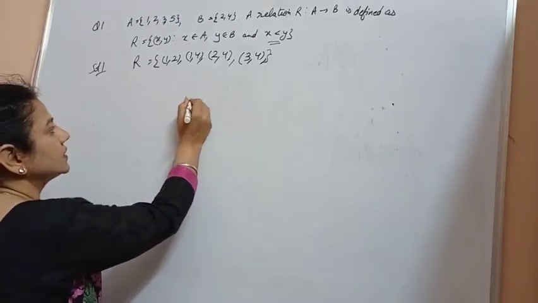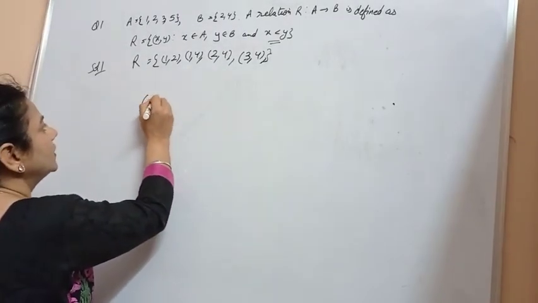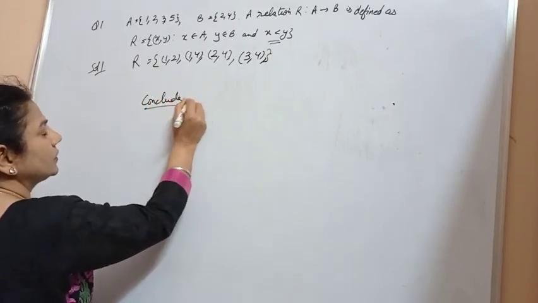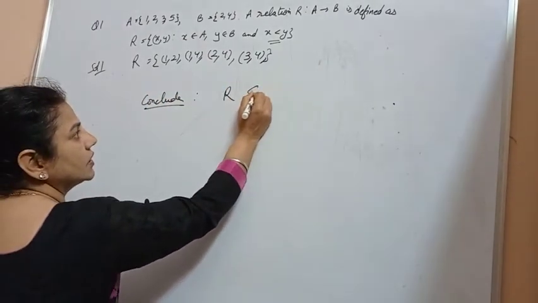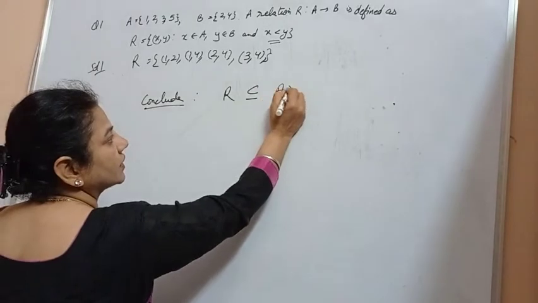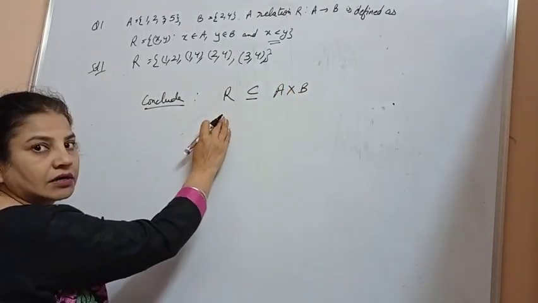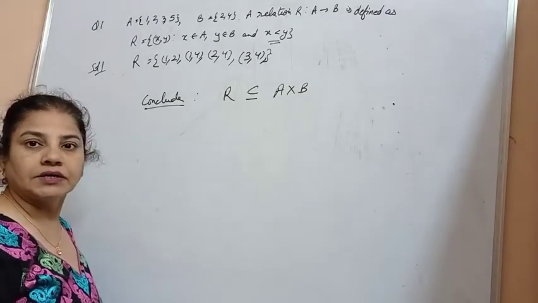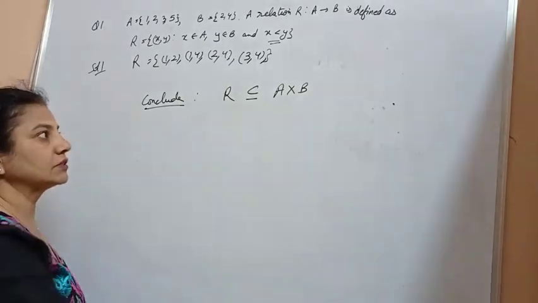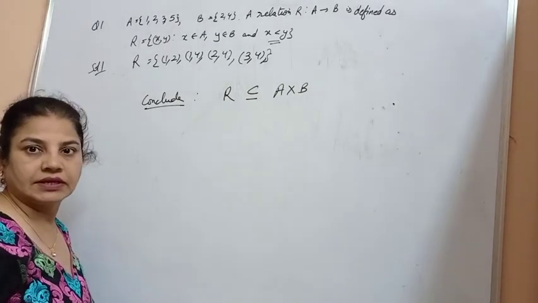So in this we conclude that the relation is a subset of the Cartesian product A cross B. Relation R is a subset of the Cartesian product A cross B. This is what the definition of relation itself explains.